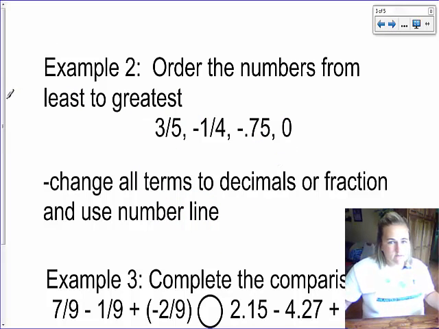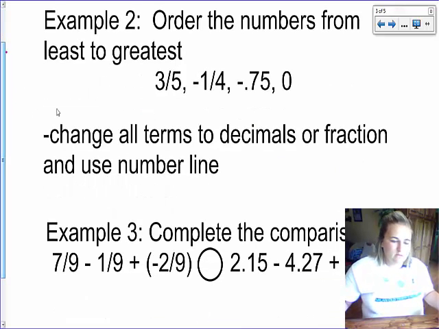Example 2, it wants us to order the numbers from least to greatest. This is stuff that I expect you have done 1,000 times at this point. You should start this in early elementary school, and you do it every year from that point on. My advice is to change everything to a decimal first, because whenever you have uncommon denominators and decimals, it can get confusing. So first, 3/5 as a decimal is 0.6. If you don't know how to find that, remember that the fraction bar acts as a division sign. So we can take 3 divided by 5 on our calculator and get 0.6.